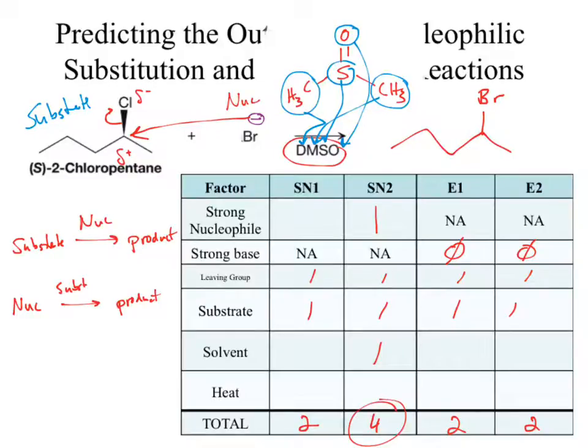I now know the type of mechanism. Hey, cool, my arrow pushing was actually correct. That's nice. I now have to remember the complications of the SN2, which were stereochemistry, and I get inversion. If my leaving group was wedged, my new nucleophile must be, and I have my answer.